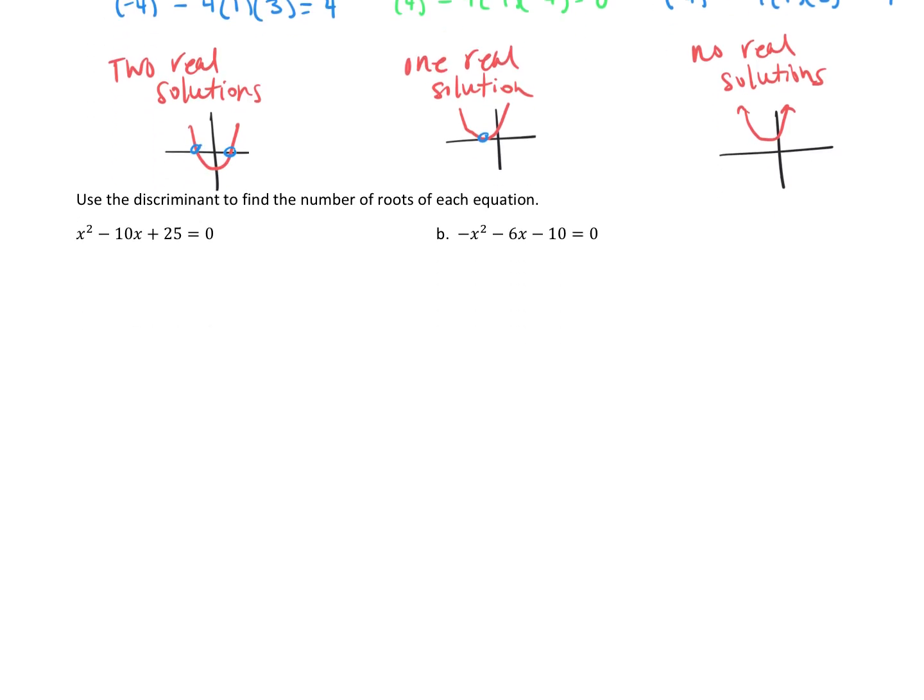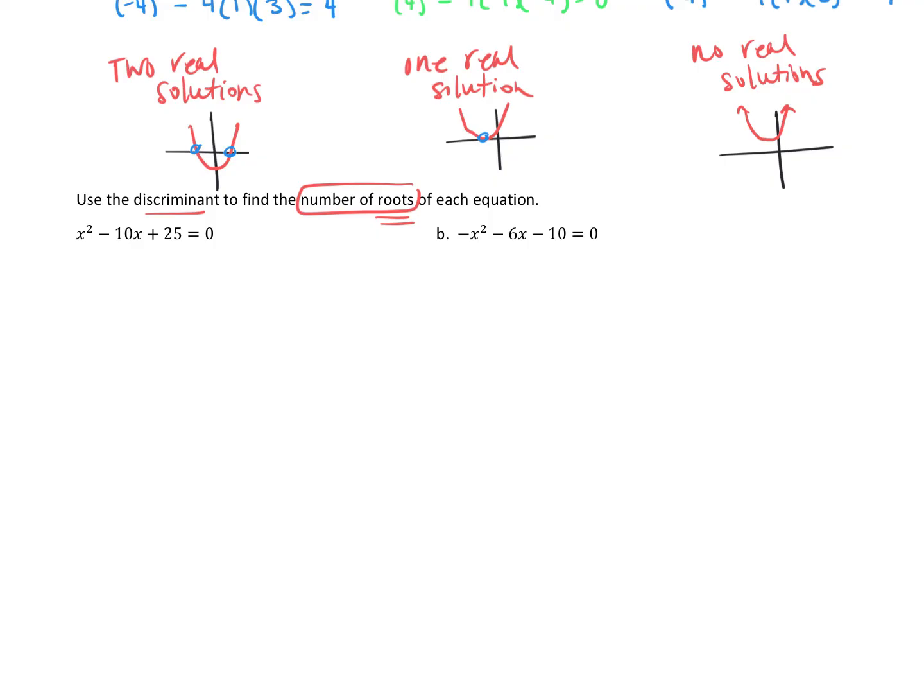Okay, 2 more. Use the discriminant to find the number of roots of each equation. Roots was one of our vocab words. If you're asked to find a root, that is a solution to a quadratic equation. So we're doing all the same math. The fact that some of these vocab words change a little bit doesn't change the math that we're doing.